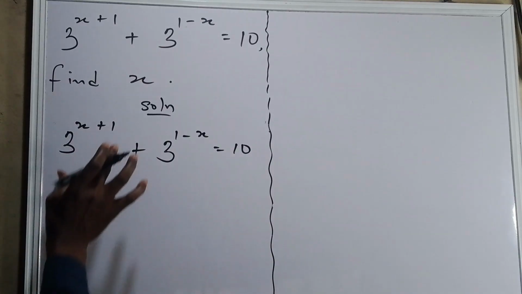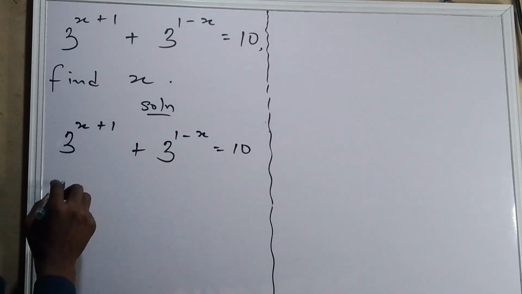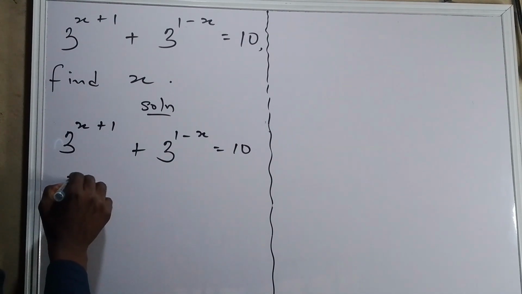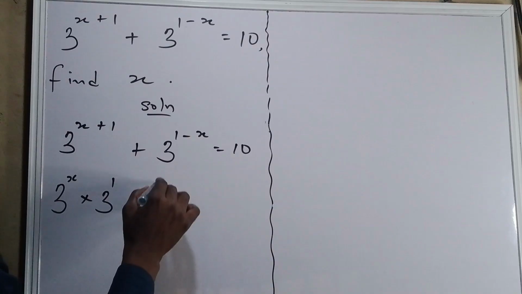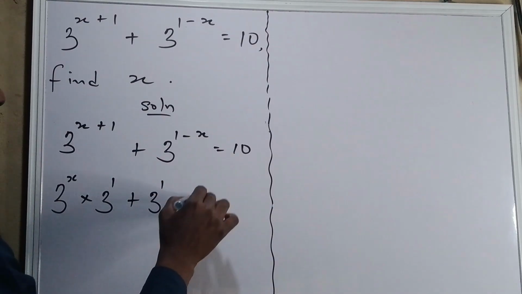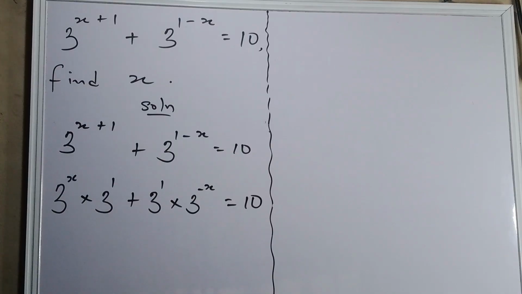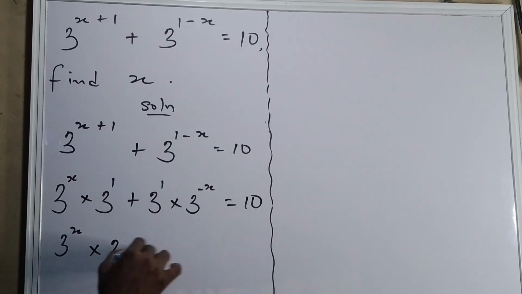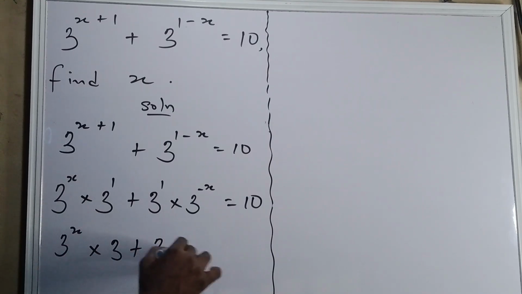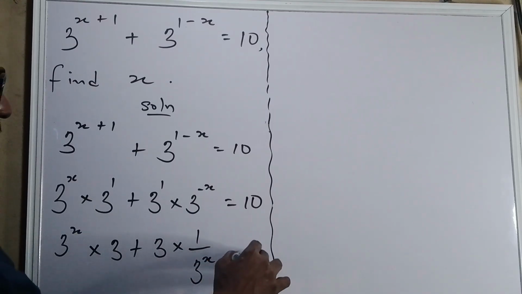Now, the first thing is to apply a law of indices here. So this left-hand side will turn to 3 raised to the power of x times 3 raised to the power of 1, plus 3 raised to the power of 1 times 3 raised to the power of minus x, equals 10. Okay, so this turns to 3 raised to the power of x times 3, plus 3 times 1 over 3 raised to the power of x, equals 10.